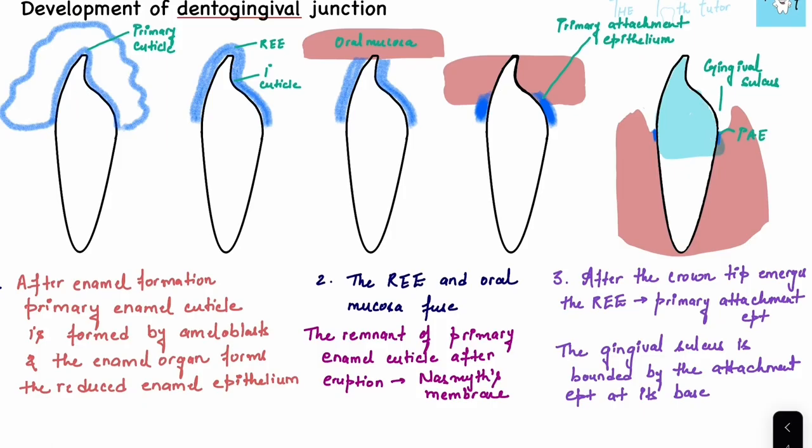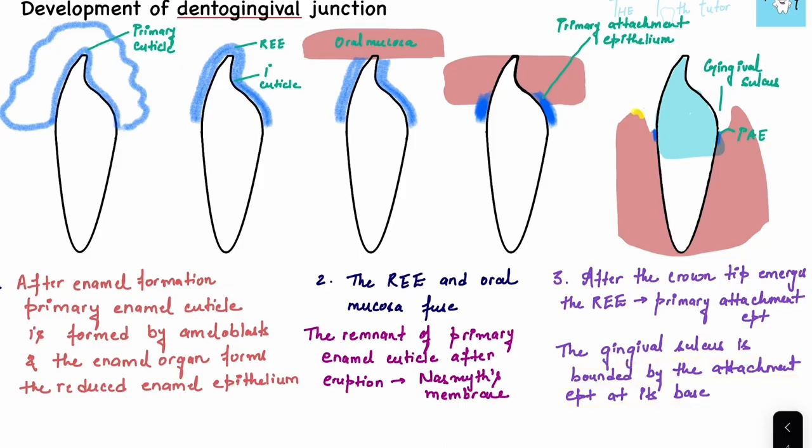So, after the complete eruption has taken place, the gingival sulcus, you see, this gingival sulcus has developed. So, the portion of the gingiva which is attached to the tooth, we have the primary attached epithelium over here. This blue color portion you see attached to the enamel, this is the primary attached epithelium. So the gingival sulcus is bounded by the attachment epithelium at its base.